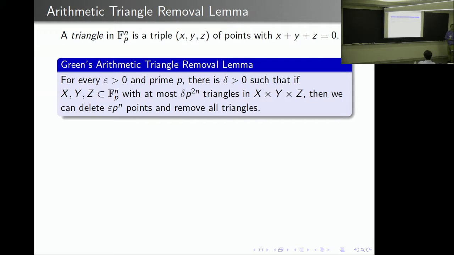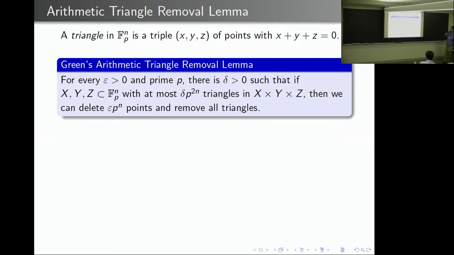there's a delta greater than 0, such that if X, Y, and Z are subsets of F_p^n, and there are few triangles in X times Y times Z, notice that if you have an x and a y, there's a unique z that makes a triangle with it. It's minus x minus y, right? So there's going to be p^(2n) triangles in F_p^n. So you're saying if between X times Y times Z there are few triangles, then we can delete epsilon p^n points from X, Y, and Z and remove all triangles. That's the arithmetic triangle removal lemma.